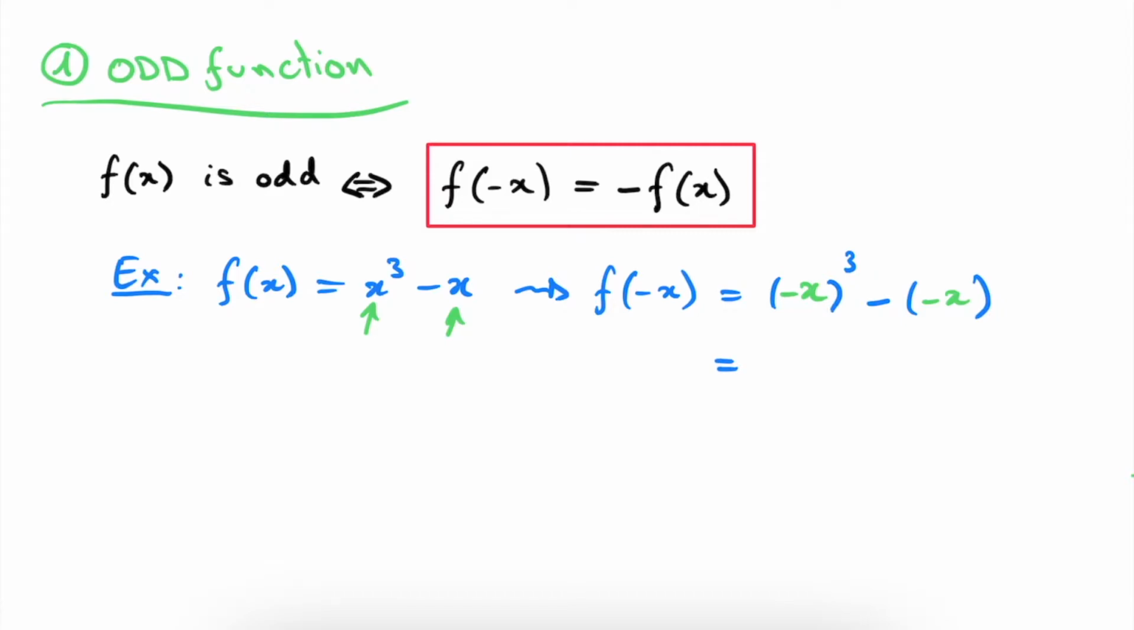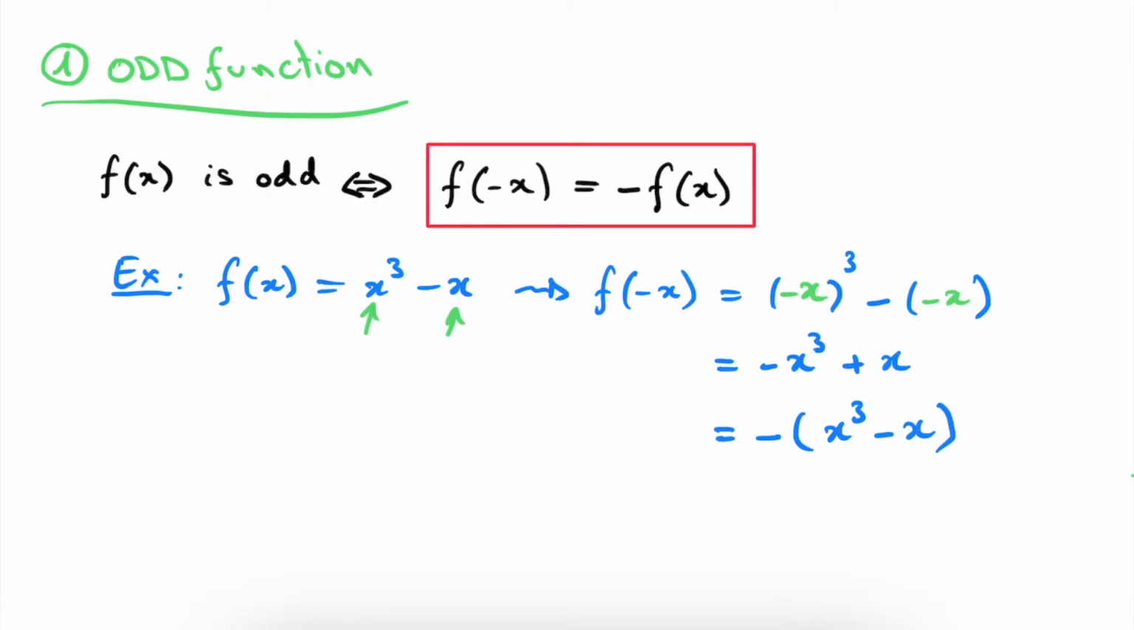Rewriting this, we see that if we raise a negative number to the power of 3, or any odd power for that matter, the minus sign can be put outside of these brackets. So we get -x^3. And here we see that these two minus signs combine to become a plus sign. So we get +x. Here we see that we can simply put one minus sign outside of these two terms and we get -(x^3 - x).